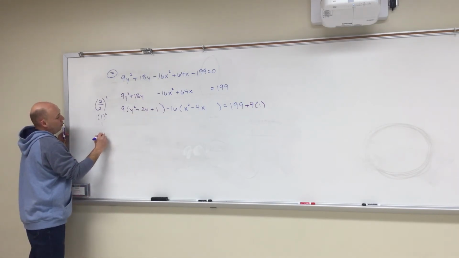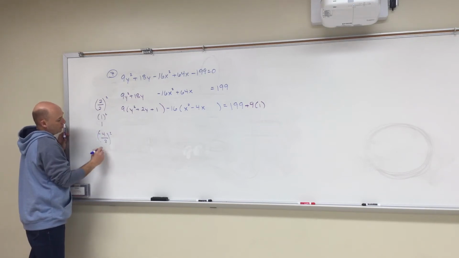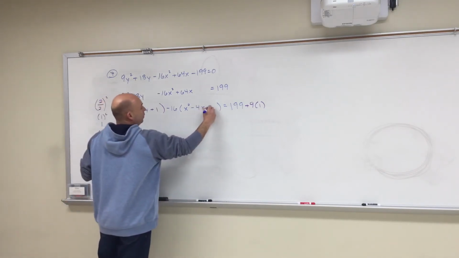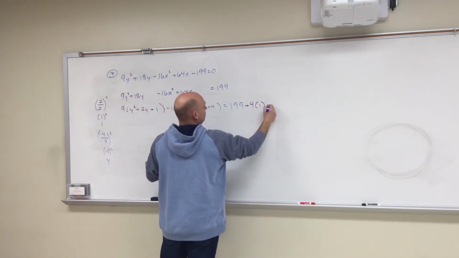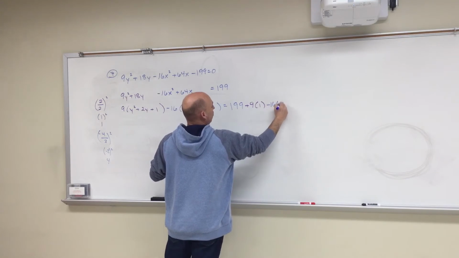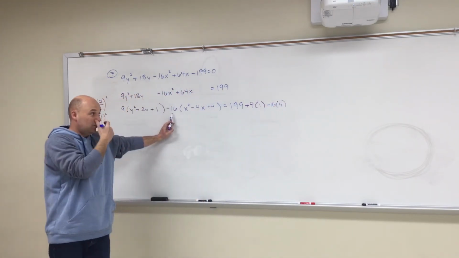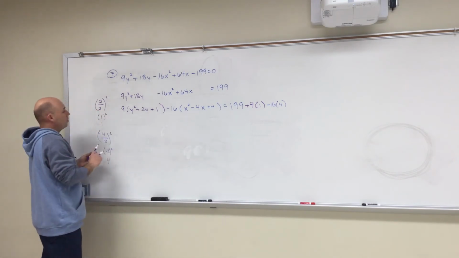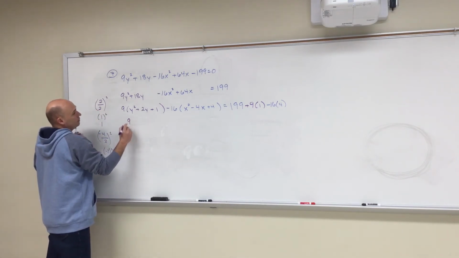I'm going to do the same thing with my blue equation. I'm going to take negative 4, I'm going to divide it by 2, and I'm going to square it. So it's going to be negative 2 squared, which is 4. So I'm going to add 4 here. Over here, I've got to subtract 16 times 4 because, again, there's this negative 16 that I have to worry about out here, okay?